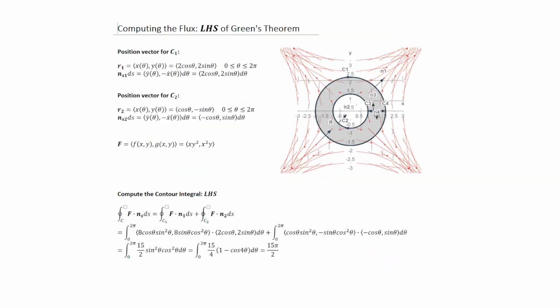All right, so we need to figure out what N1 and N2 are. So we need, first of all, a position vector for contour C1, and we need a position vector for contour C2. The position vector for contour 1 will be 2 cos theta, 2 sine theta. And so this represents the outer circle.